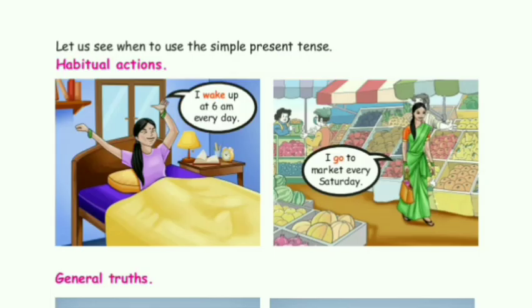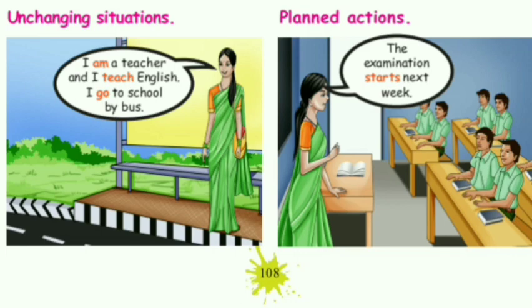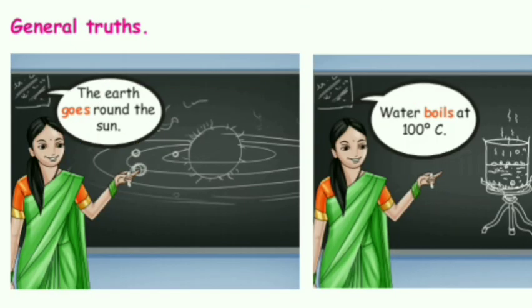Let us see when to use the simple present tense. For habitual actions: I wake up at 6 a.m. every day. I go to market every Saturday. Here, every day and every Saturday are the clue and keyword for present tense. The next one is general truth. The earth goes round the sun. Water boils at 100 degrees Celsius. These two sentences are telling the truth, general truth and facts. So there we should use the present tense.